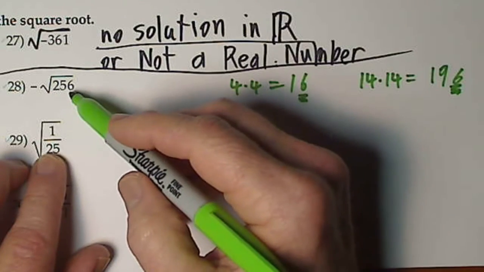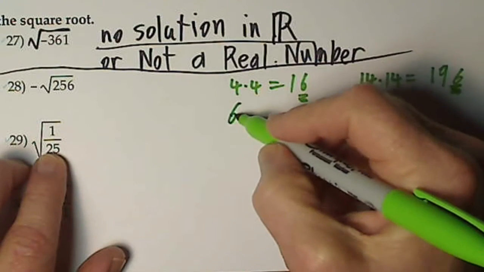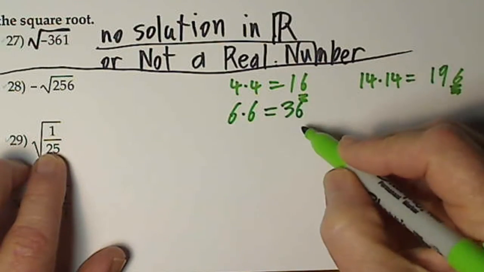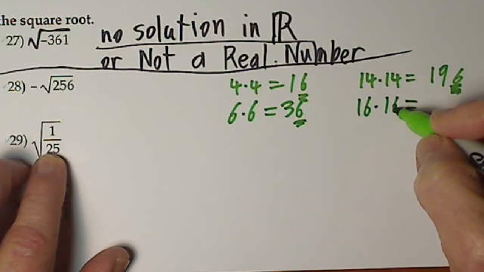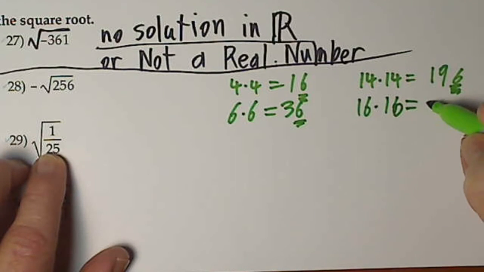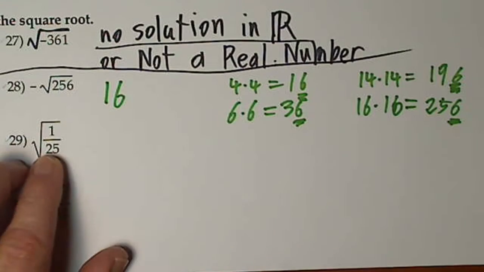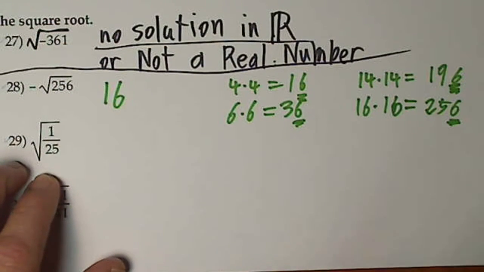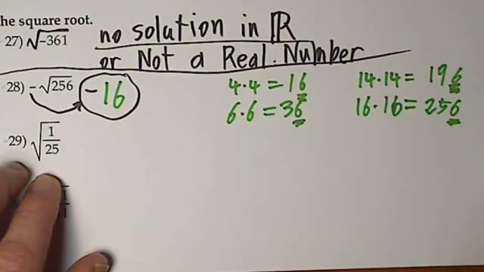If it ends in a 5, this would end in a 5. If it ends in a 6, 6 times 6 is 36, right? It ends in a 6. So 16 times 16 is our 256. Again, just paying attention to the ones place can help give you a clue as to what the solution might be. So the square root of 256 is 16, and this negative sign, you just have to keep up with it, okay? So that would be your answer.